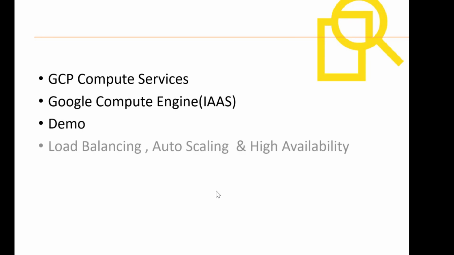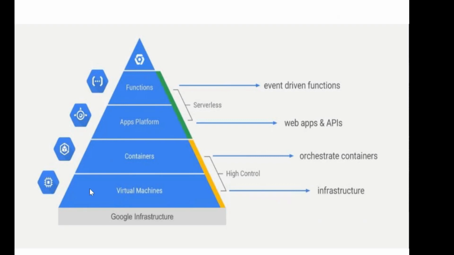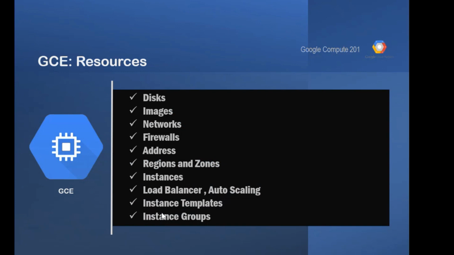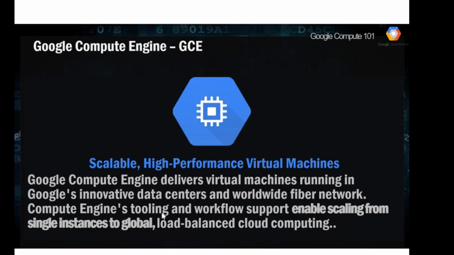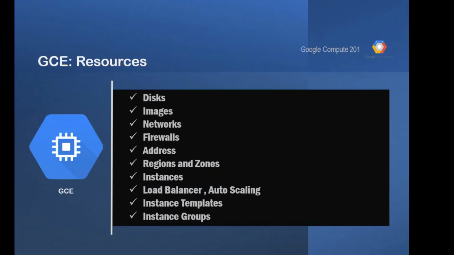Lastly, we talked about mainly infrastructure as a service. Means if I want to get a server, that comes under Google Compute Engine, and that comes under virtual machines in the Google infrastructure. Here we talked about GKE or Google Compute Engine. Google Compute Engine delivers virtual machines running in Google's innovative data clusters.